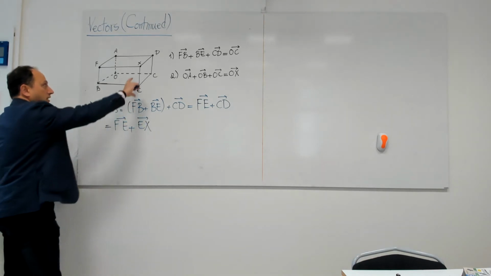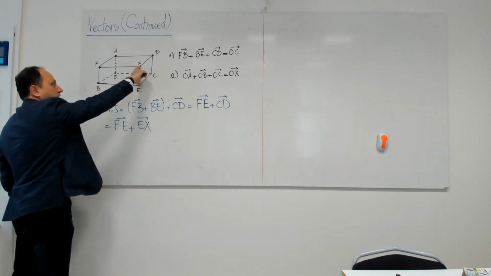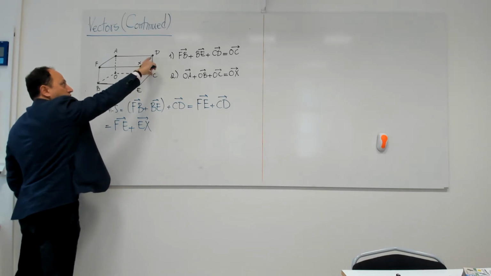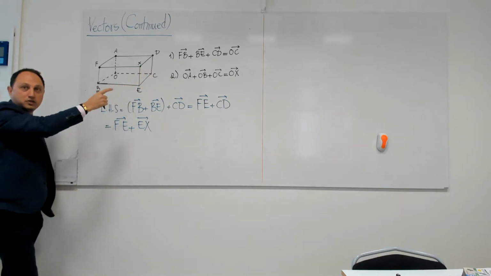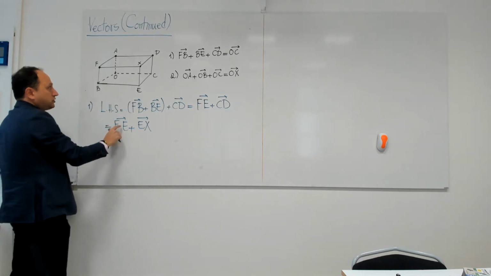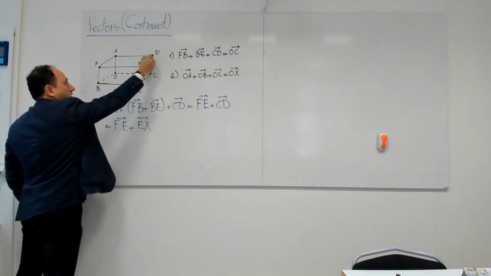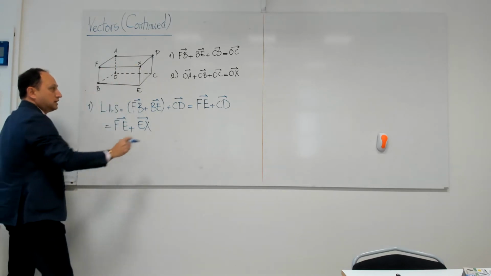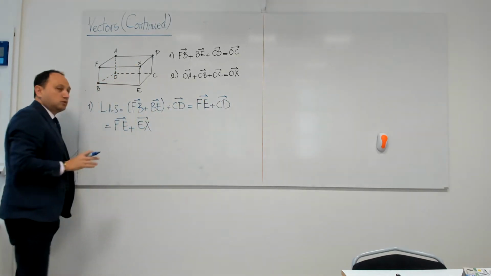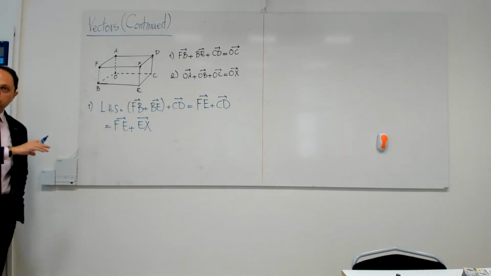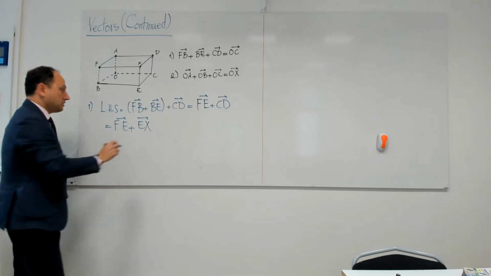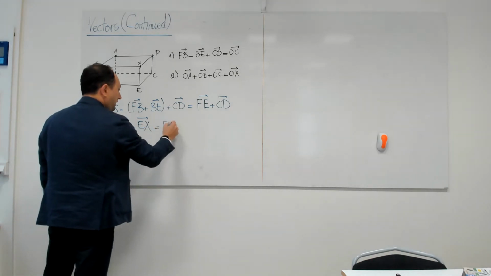Why is that? Because first of all, this is a rectangular cube, so we know from the properties of a rectangular cube that these two lines are parallel and of the same size. And of course, CD is pointing in this direction, and EX is also pointing in the same direction. So CD is exactly equal to EX, so I can remove CD and put EX, and then I will have another Charles rule, yes? Because now E and E are cancelled, so I am left with FX.